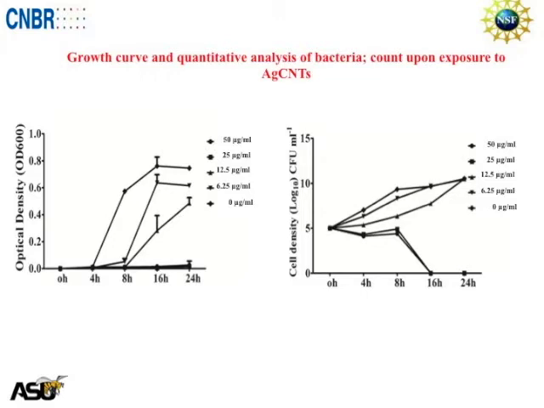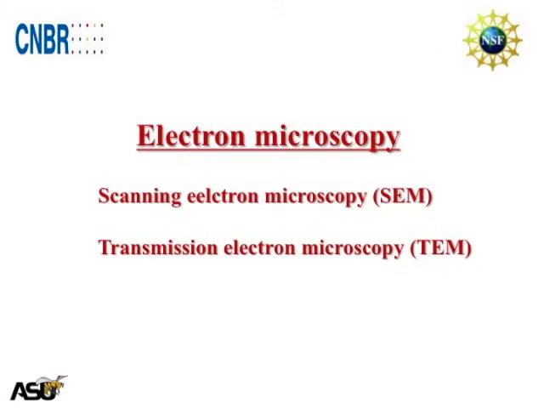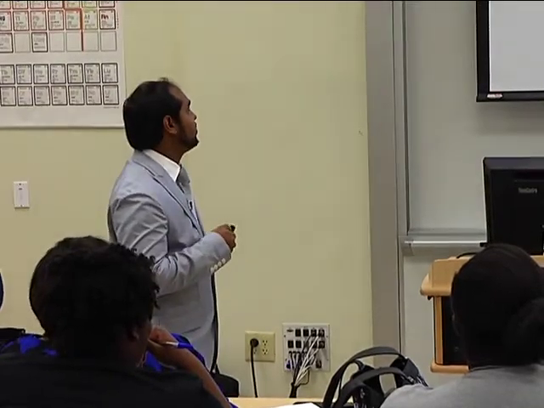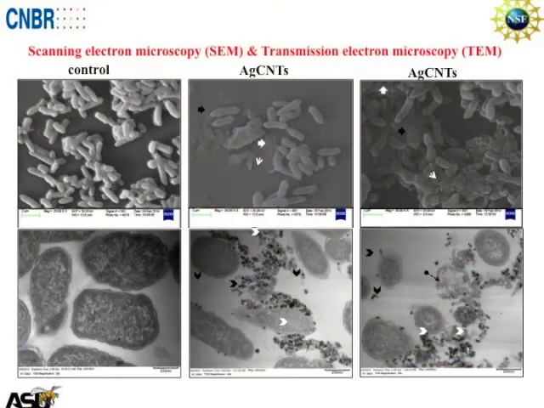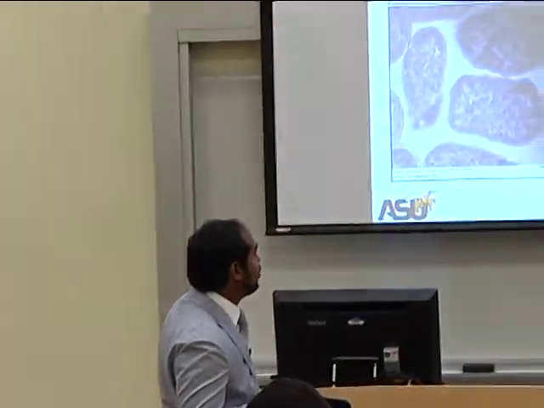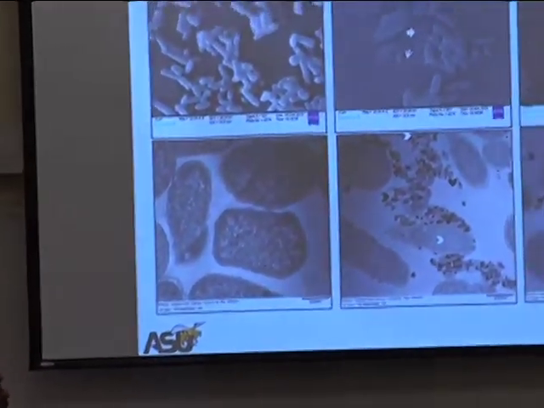And then we perform electron microscopy, scanning electron microscopy and TEM, in order to capture the changes. So as you can see, these are healthy bacteria. And if you compare it with the silver CNT-treated one, you can see some dissolved kind of entities here, damaged bacteria, lysed bacteria. Also, there is a hole inside and the bacteria is kind of melted down.